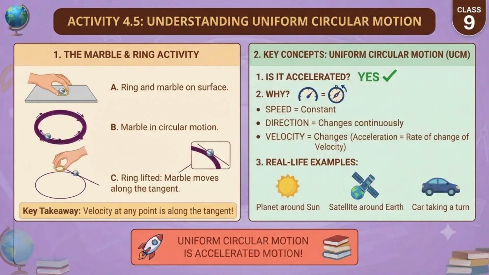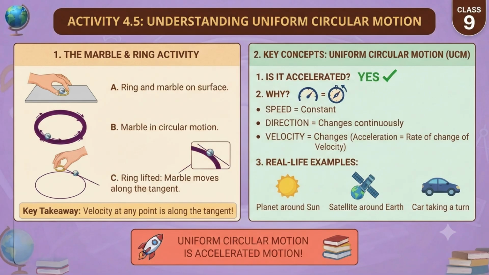Now let's connect this idea with uniform circular motion. Earlier, we learned that acceleration is produced whenever velocity changes. Many students think that since the speed is constant in uniform circular motion, the acceleration must be zero. But that's not correct. Remember, velocity depends on two things, speed and direction. In uniform circular motion, the speed remains constant, but the direction changes continuously at every instant. And whenever the direction of velocity changes, the velocity also changes. Since the velocity is changing continuously, the object is continuously accelerating, even though its speed remains the same. This is why uniform circular motion is called an accelerated motion.